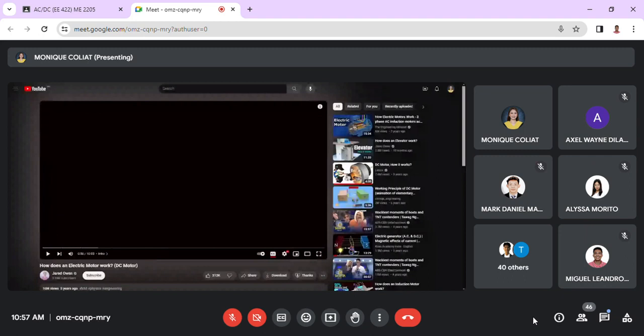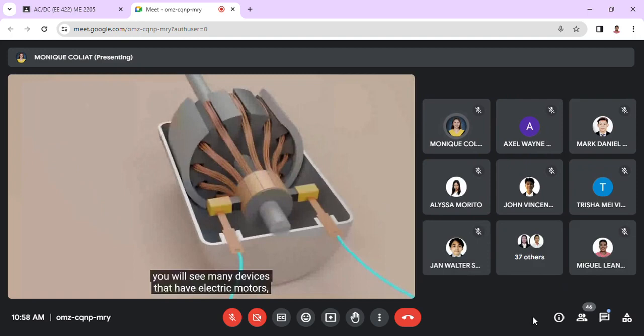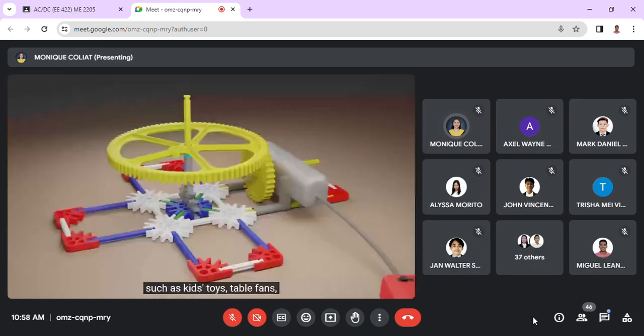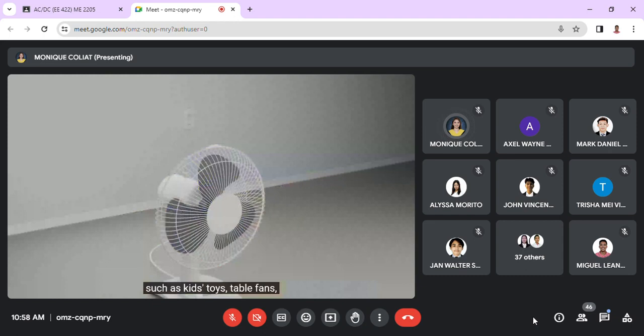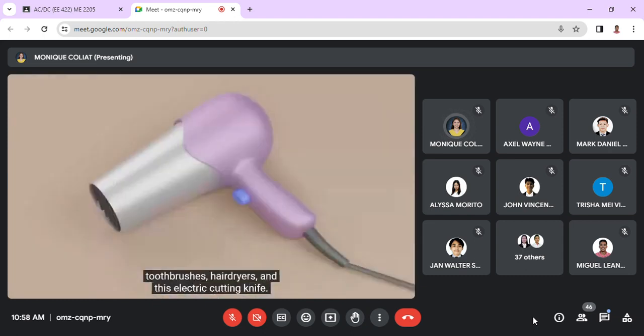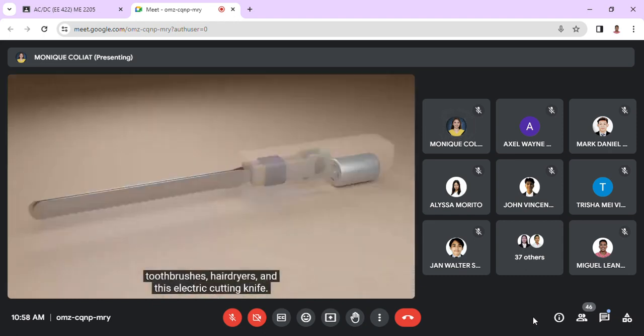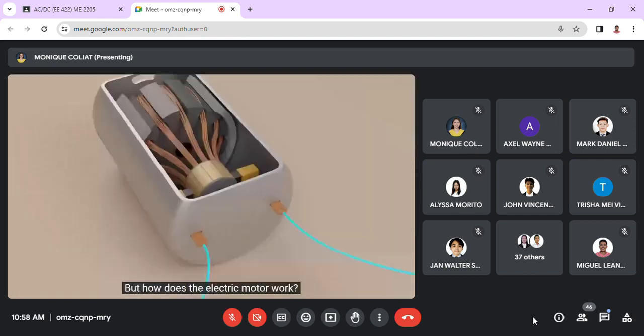If you look around your house, you will see many devices that have electric motors, such as kids' toys, table fans, toothbrushes, hair dryers, and this electric cutting knife. How does the electric motor work? You turn it on and somehow it starts rotating. Why is that? In this video, we'll cover the basics of electricity and magnets, and then put it all together to understand how it works.